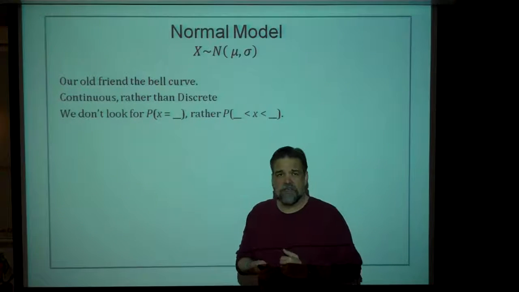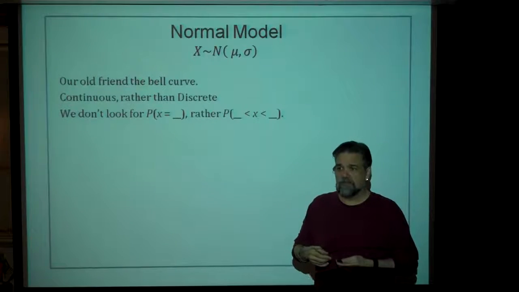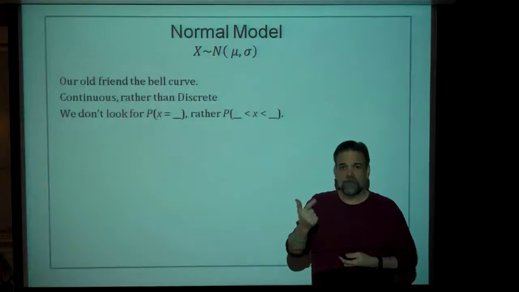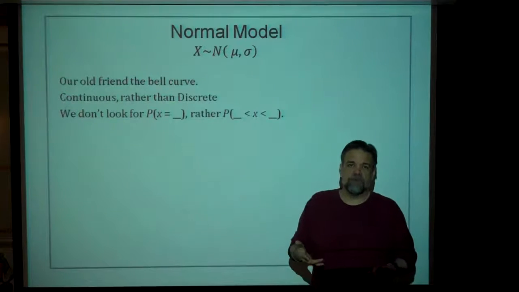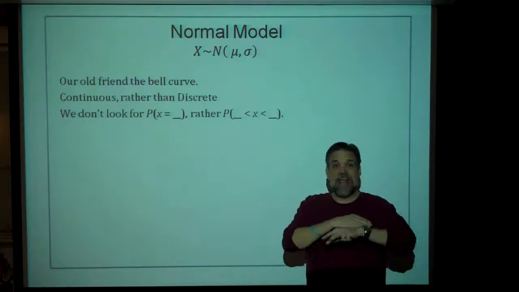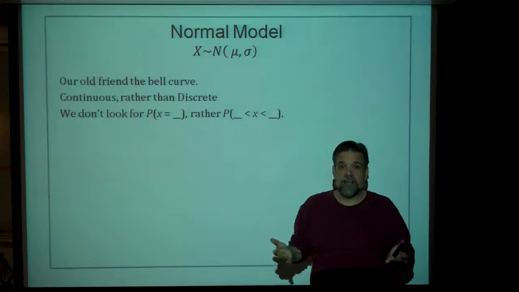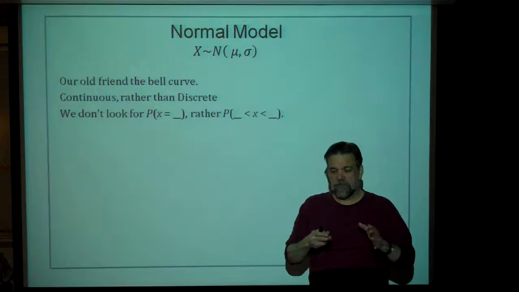Now what this means is, with the binomial and geometric random variables, I knew that x could be 1, or 2, or 3, or 4. X couldn't be 1.5. X couldn't be 1.75. With the normal model, x can be anything. It can be pi. It can be the square root of 11. It can be any number at all. Now, think about it for a second.